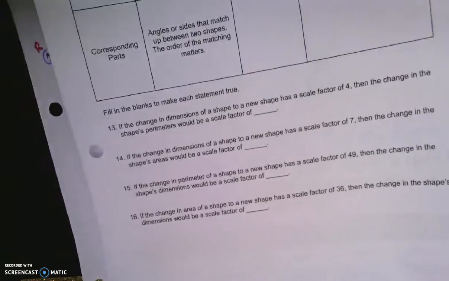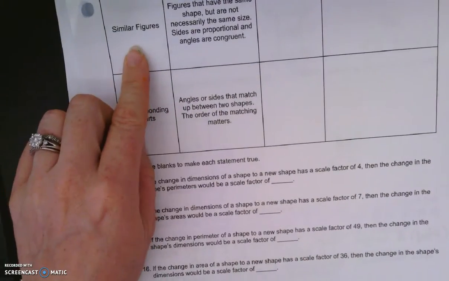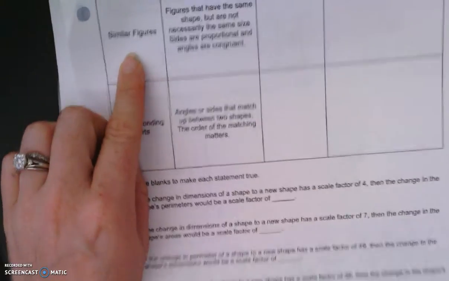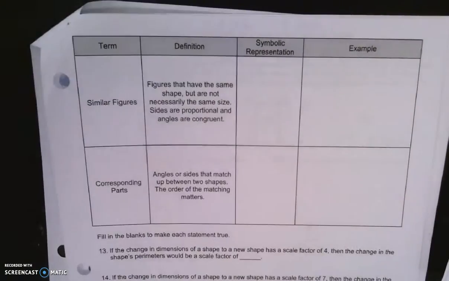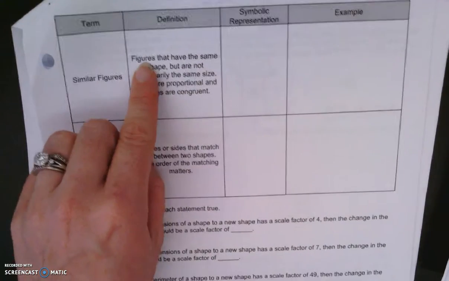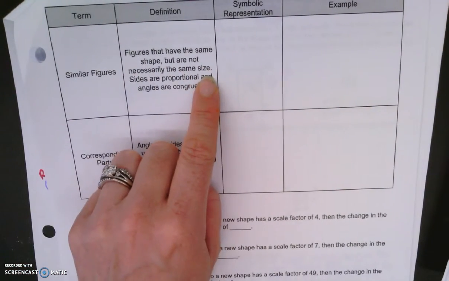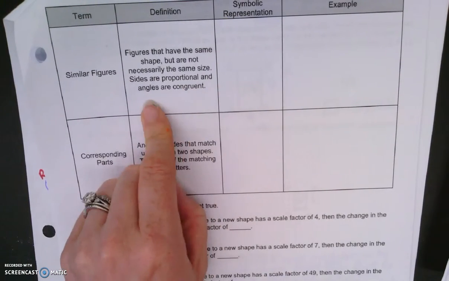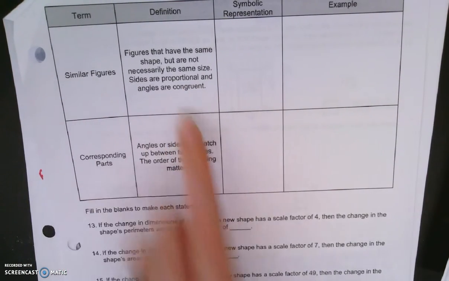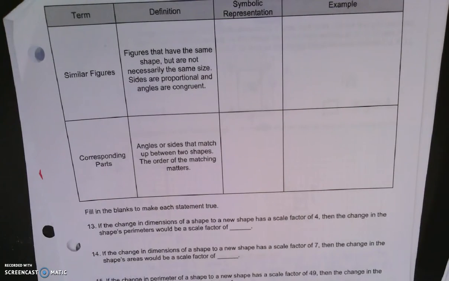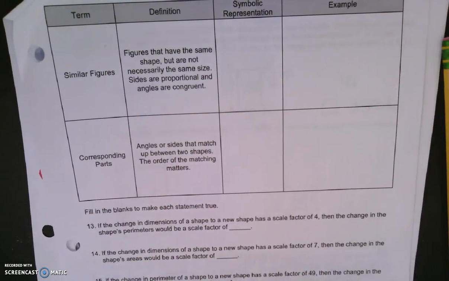So these shapes are called similar figures. Let's take a look at the definition, the symbolic representation, and an example. Similar figures. Definition: figures that have the same shape but are not necessarily the same size. Sides are proportional and angles are congruent. So let's see what that looks like symbolically and with an example.